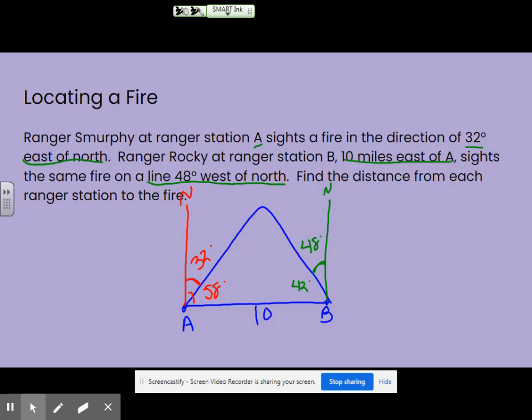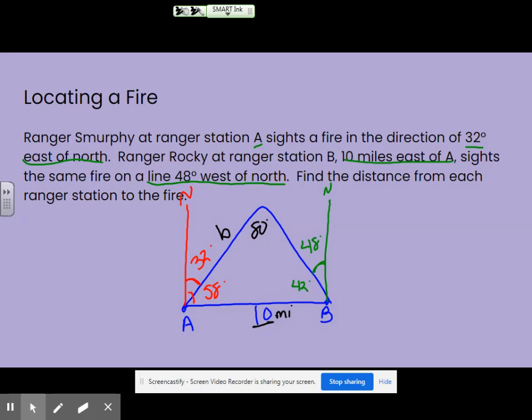From here, I have only one side length. I know my 10 miles. I want to figure out the angle for that so that I'm able to use that as one of my pairs. I see I have 58 degrees and 42 degrees within my triangle, and I know that all the angles in a triangle add up to 180. So if I subtract 58 and 42 from 180, my top angle is 80 degrees.